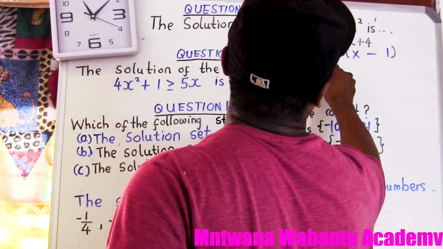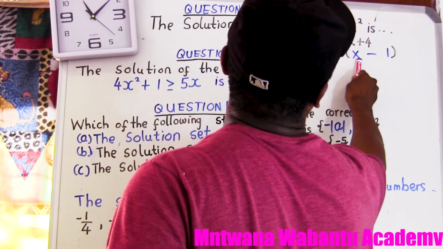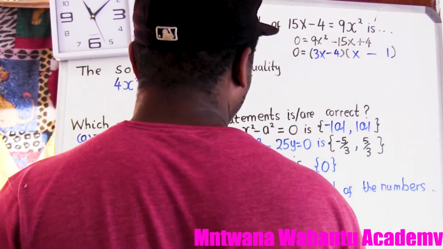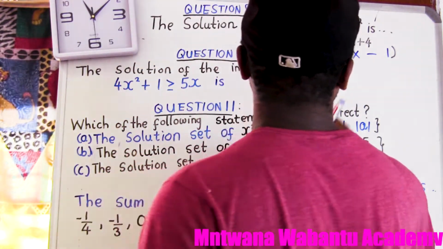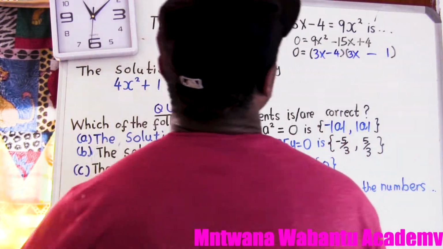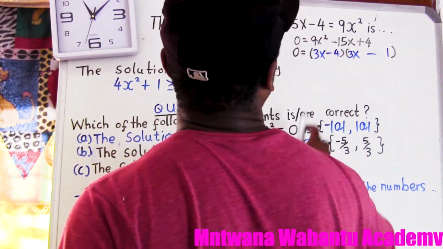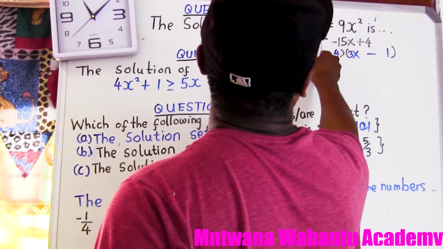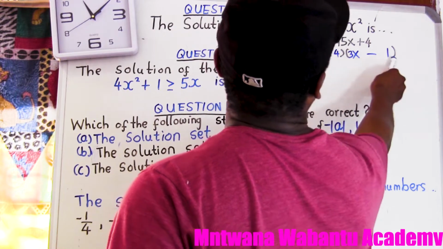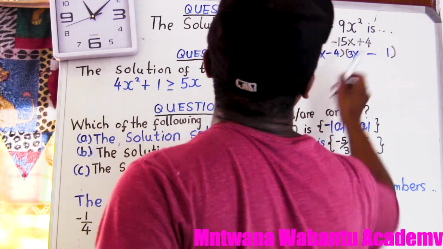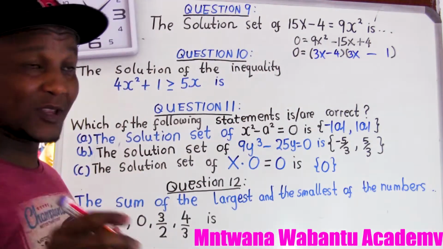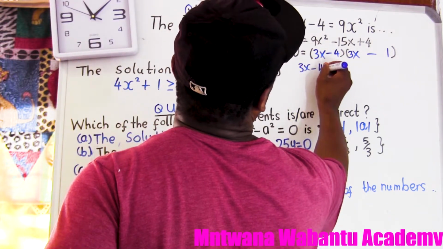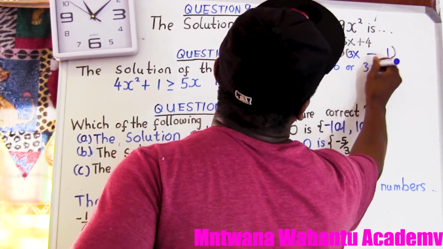Oh my God. Let me see, what mistake did I make here? This must be 3x. Yes, because 3x and 3x gives 9x squared. So this and this, 9x squared, negative 3, negative 12, negative 15, yeah, that's perfect. Sorry about that.